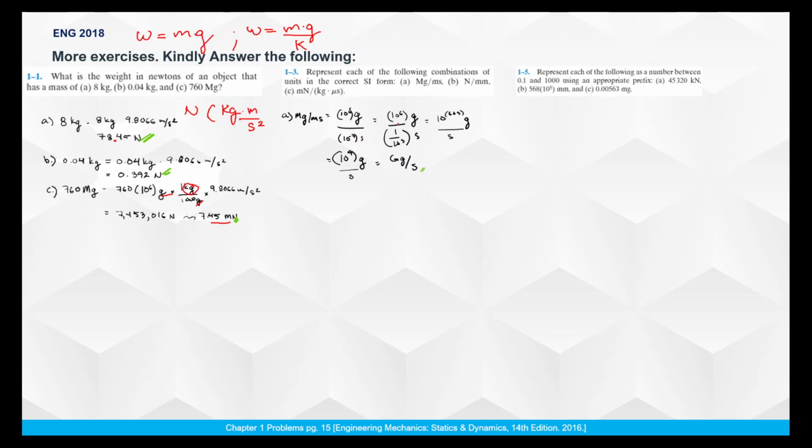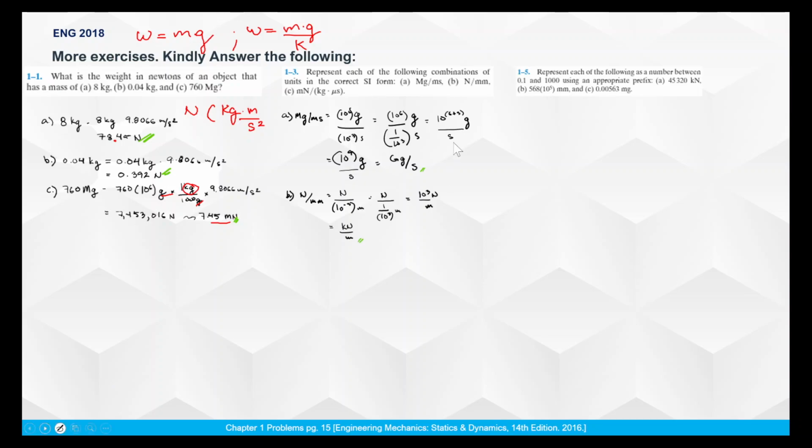10 to the negative third power is also 1 over 10 raised to 3, so we move it up. Using the rules of exponents, you just add them up, so it becomes 10 to the 9. So the unit becomes gigagrams per second. That's the final expressed unit.